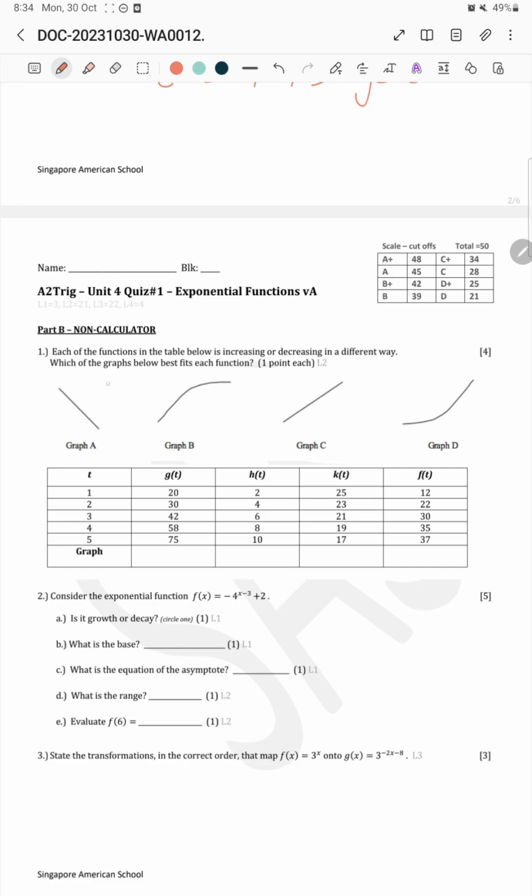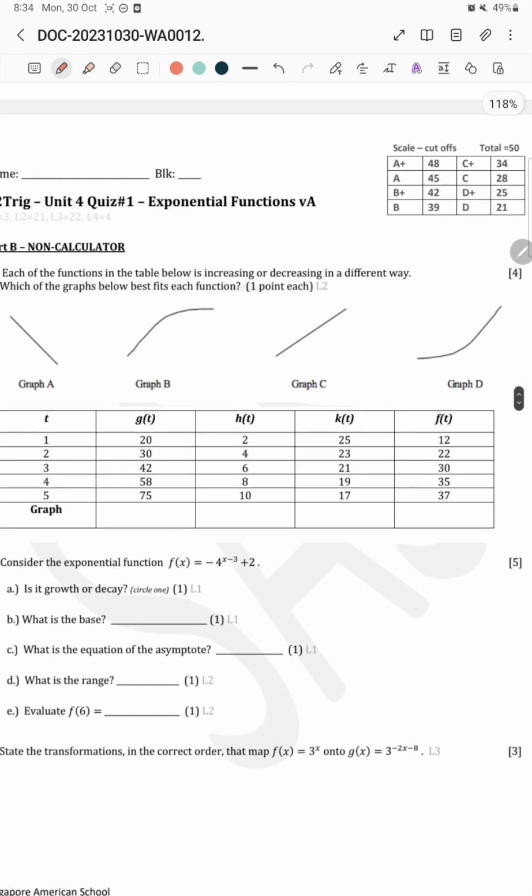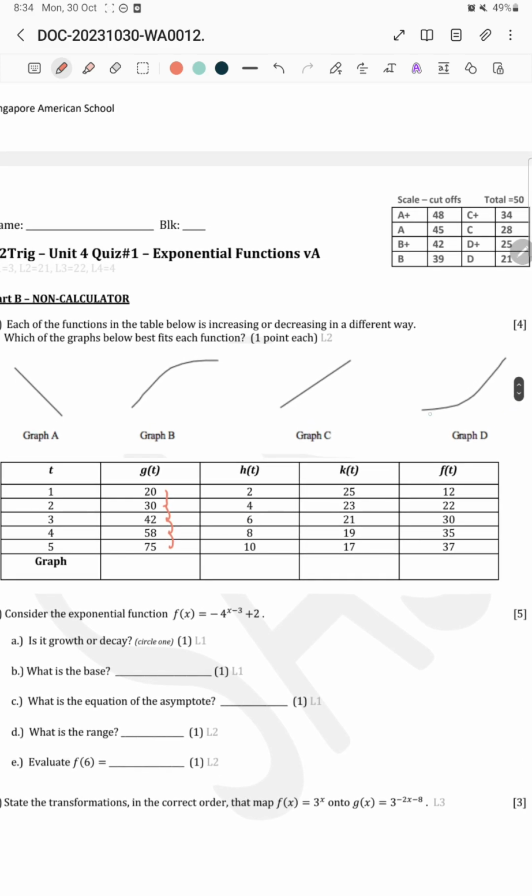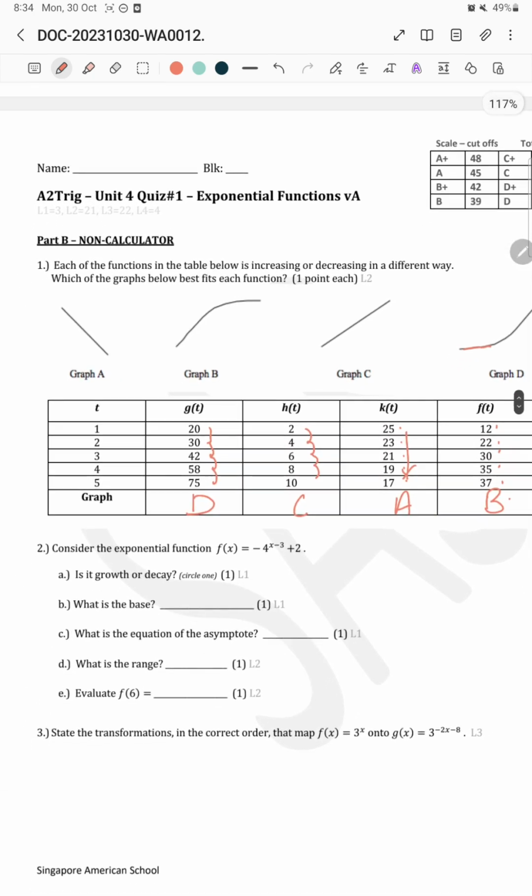Okay, each of the functions in the table below is increasing or decreasing in a different way. Which of the graphs below fits each of the functions? So it's 20, then 30, then 42, then 58, then 75. It's increasing, first a very little, and then it's increasing too much. 2, 4, 6, 8, 10, increasing in a very steady way. 25, 23, 21, 19, 17, decreasing. Then 12, 22, 35, 37, sometimes increasing.